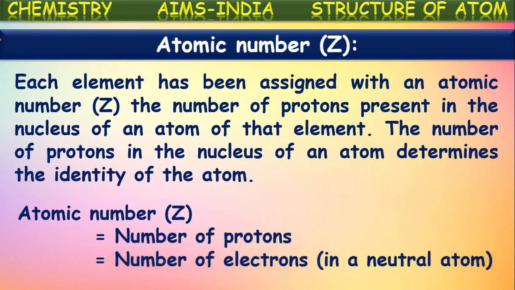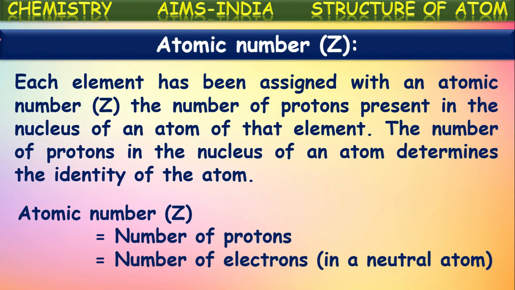It is also equal to the number of electrons if the atom is neutral. If it is a normal atom, we know normal atoms are neutral atoms. They contain an equal number of protons and electrons. And hence, we can say atomic number is equal to the number of protons as well as the number of electrons.